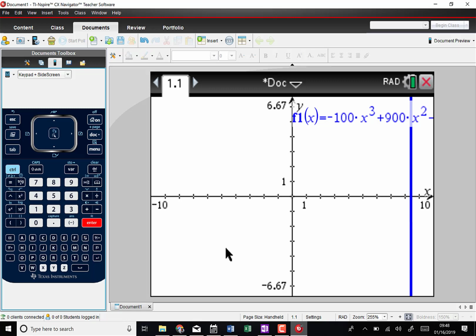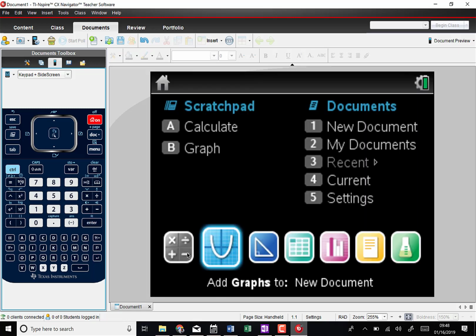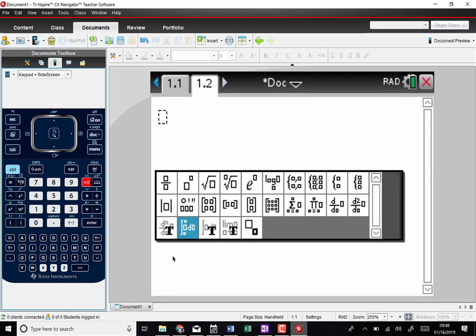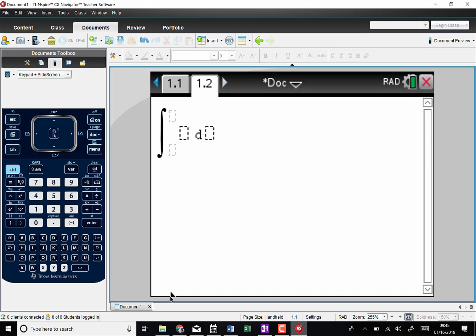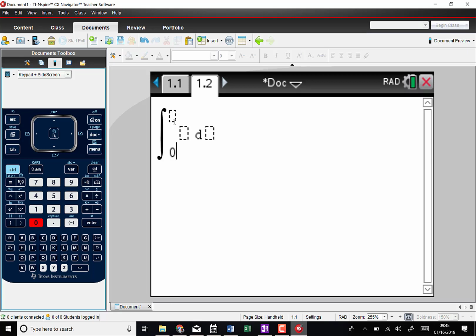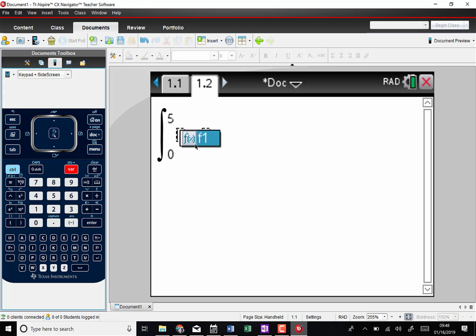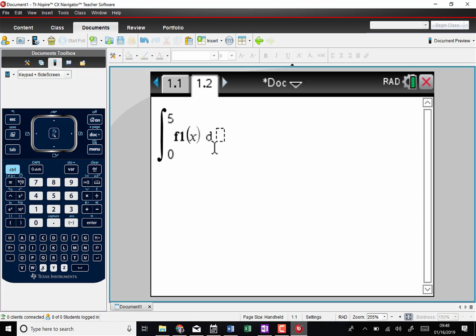What I'm going to do is then within the same document, go back home, add a calculator to the document, and now call up my integral function, which is right here. I'm going to do an integral from 0 to 5. And instead of typing the whole thing over again, I'm going to go to the variable key above the 9, where f1 is now something that's stored in this document. f1 of x dx.